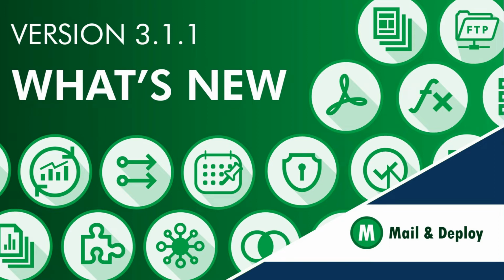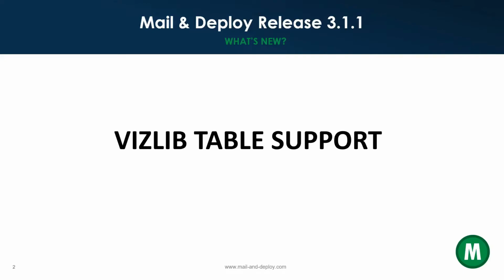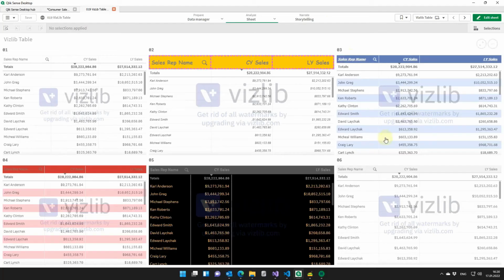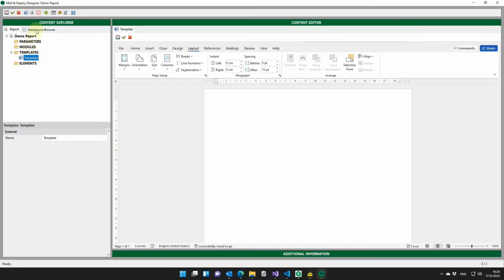Mail and Deploy 311 comes with great new features. We have added support for Vizlib Tables. You can now add Vizlib Tables to your Word, Excel, PowerPoint, HTML and other reports.